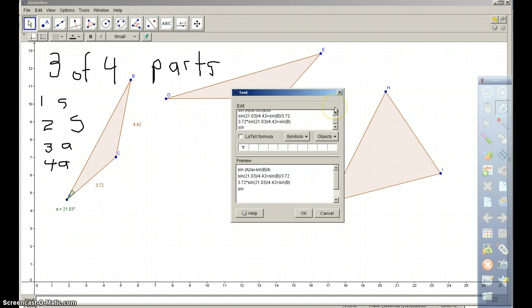Inverse sine, that's sine, I'll just put -1 so you can see I'm doing the inverse here. Actually, we'd do the arrow to say superscript -1. I'm going to put that up so you can see it correctly. Inverse sine of 3.72 times the sine of 21.03 divided by 4.42. Close that out.